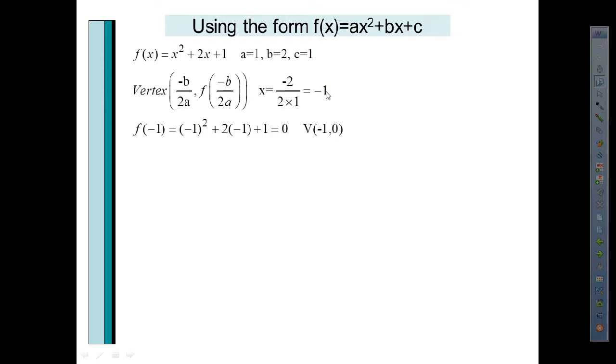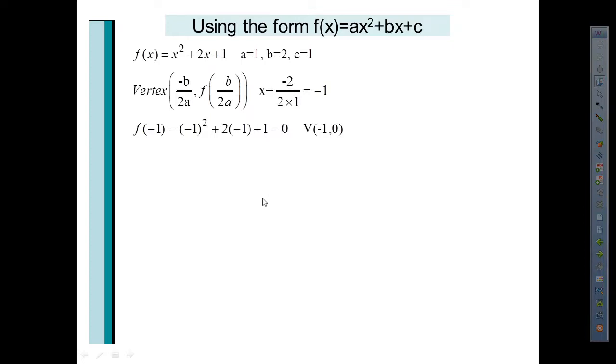Then we can plug that negative 1 back in up here. That's what we're doing right here. Negative 1 squared plus 2 times negative 1 plus 1 equals 0. So we end up with this thing equaling 0. So we end up with a point, negative 1, 0, as the vertex.